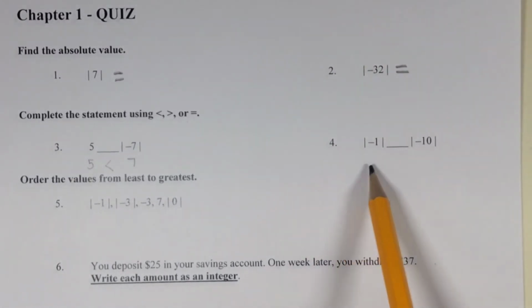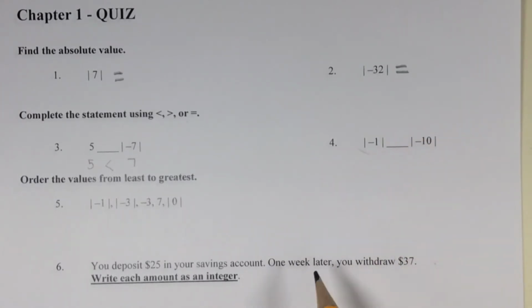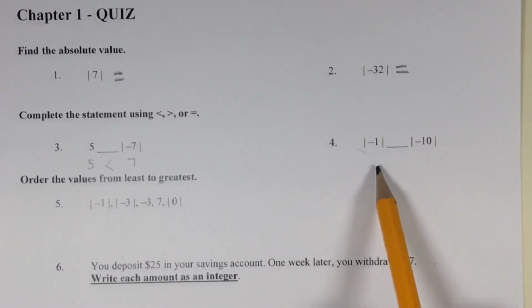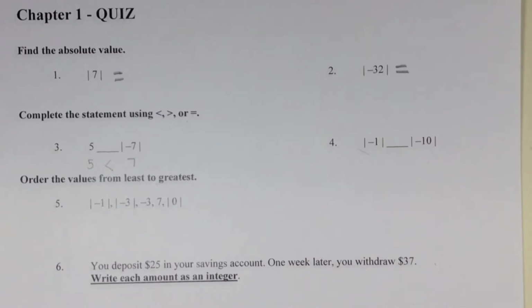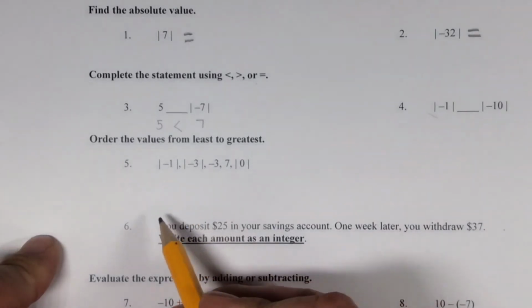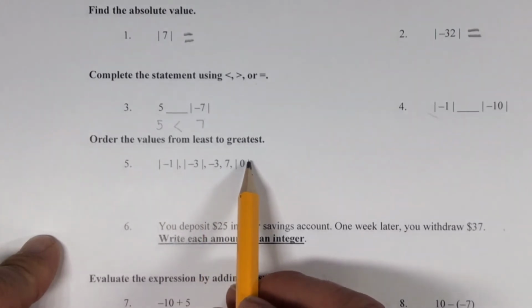Number 4, the absolute value of negative 1 is blank, then the absolute value of negative 10. Again, you should put what values these have, figure it out for those, and then it's the same answer up here. Number 5. So number 5 is a little more involved, but not really. So we have to order these from least to greatest.